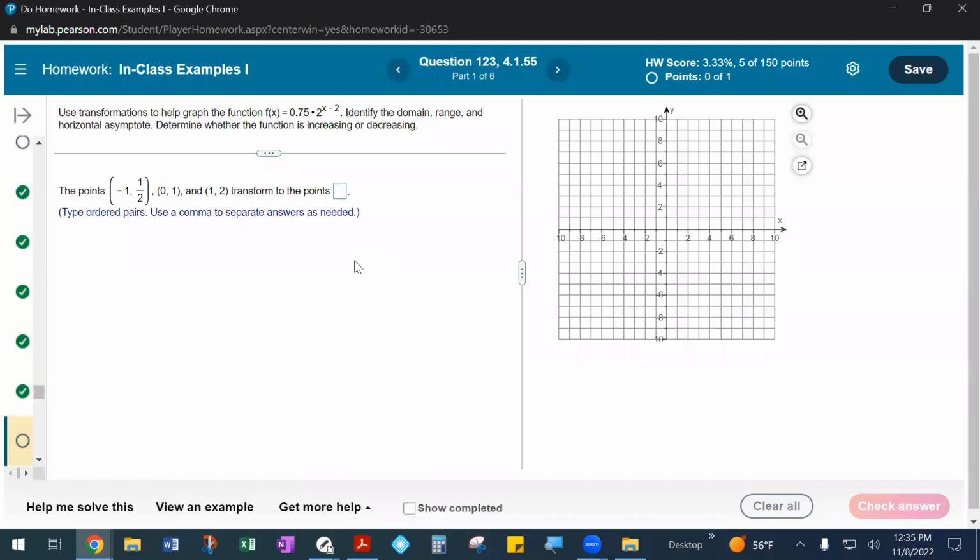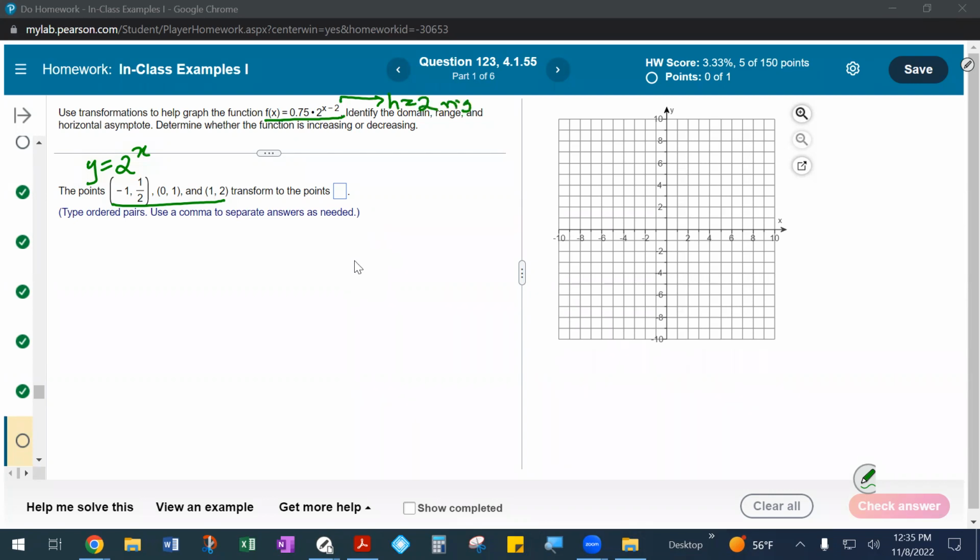All right, how do you graph with transformations in MyMathLab? So the first thing they're asking you to do is rewrite the points. These are the points for the original function. So basically, the idea is if this was your 2 to the x function, these would be your points. Now when you include the transformation, which is moving 2 units to the right, remember this is x minus 2. So this is telling you you are moving 2 units to the right.